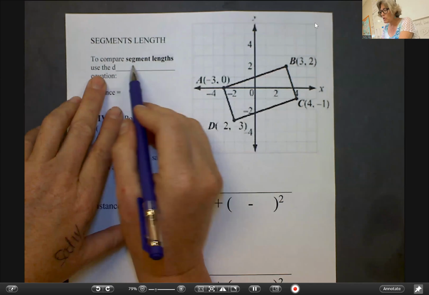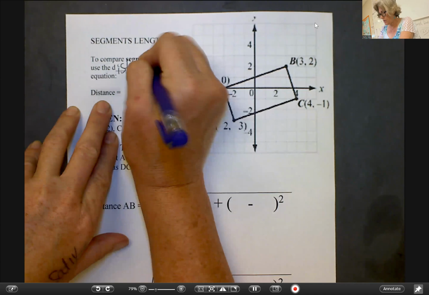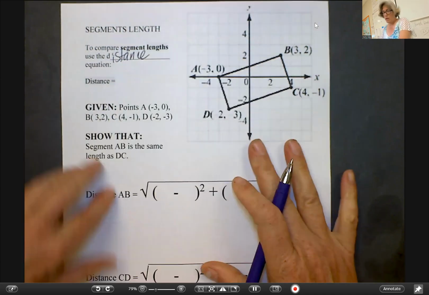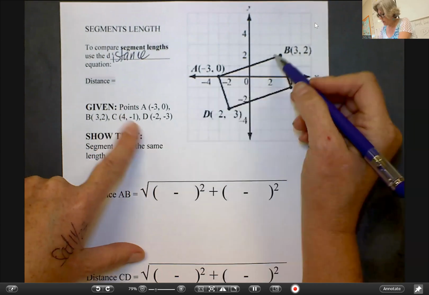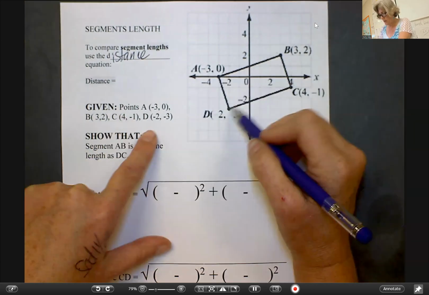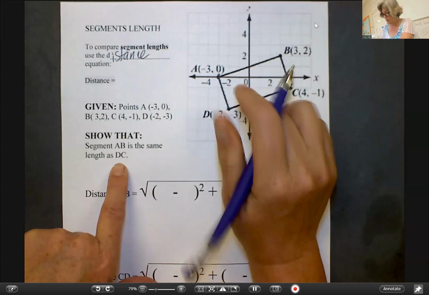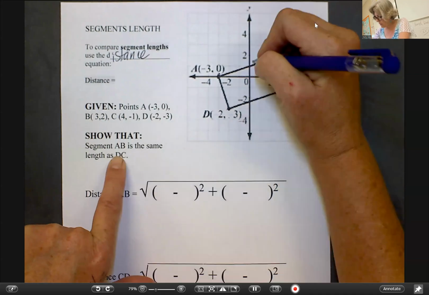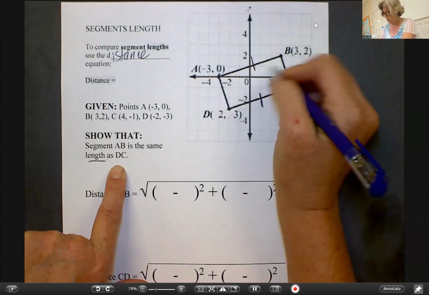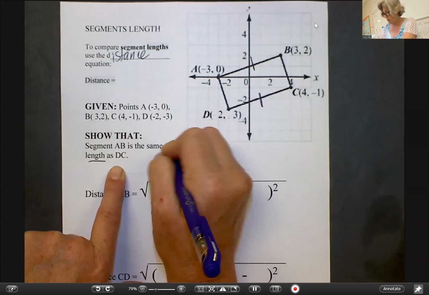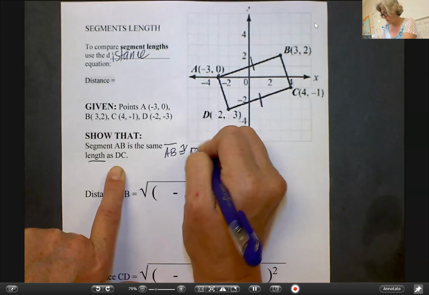If I want to compare segment lengths, I use the distance equation. So we are given here points A, B, C, and D, and each point has a name and a location. We want to show that the segment length AB is the same length as DC. In other words, I want to show that AB is congruent to CD.